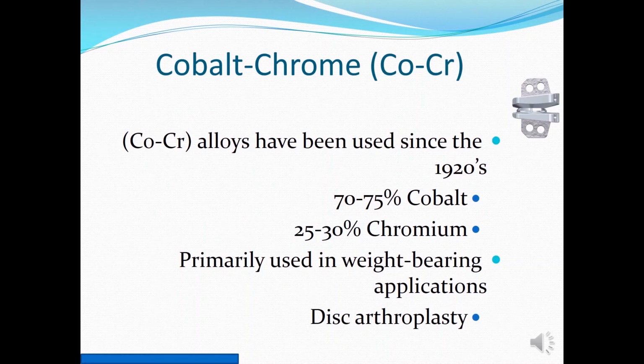If we come to cobalt chrome, alloys have been used in surgery since the 1920s. It is made of cobalt 70 to 75%, chromium 25 to 30%. It is very stiff. It is primarily used in weight-bearing applications like arthroplasties or disc arthroplasty.